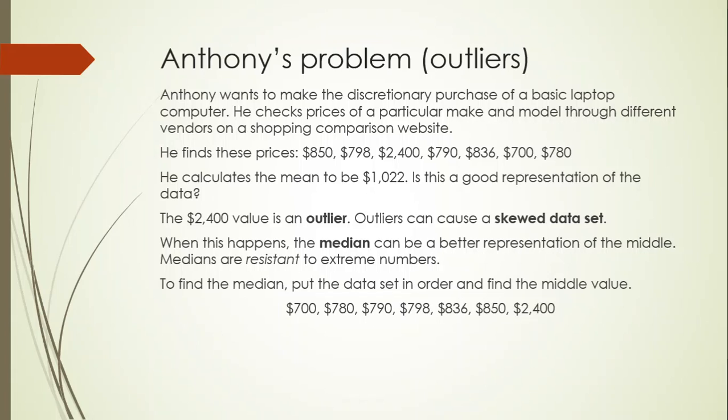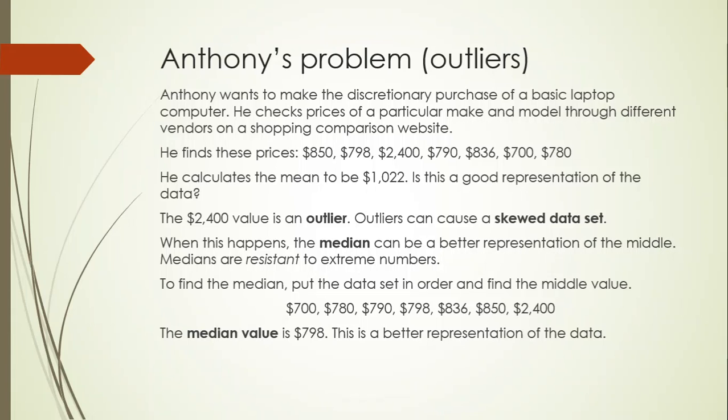To find the median, all you have to do is put the data set in order and then just look for the middle value. So I've gone ahead and I've put these 7 numbers in order. Since there are 7, our middle value is number 4 here, so the median is just $798. And this seems like a much better middle price than $1,022.